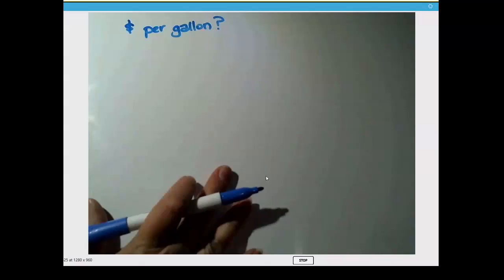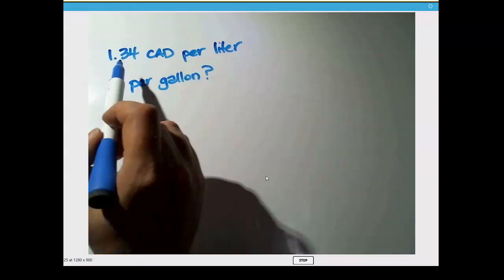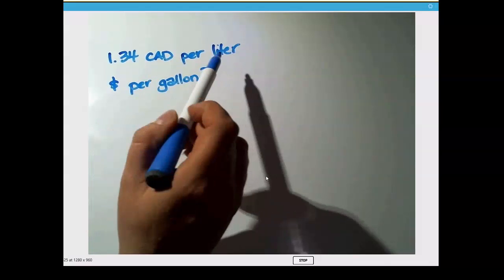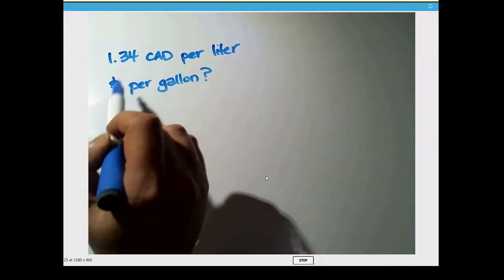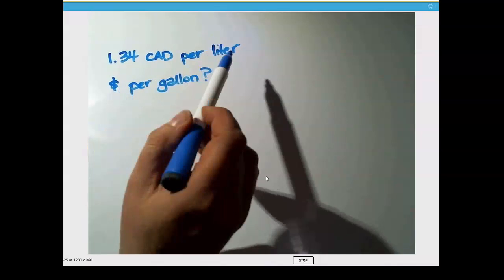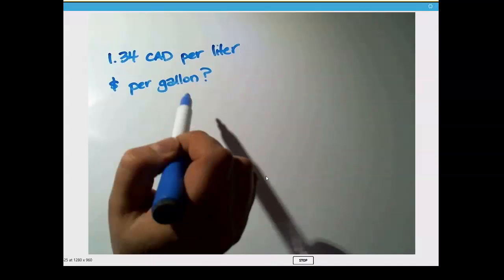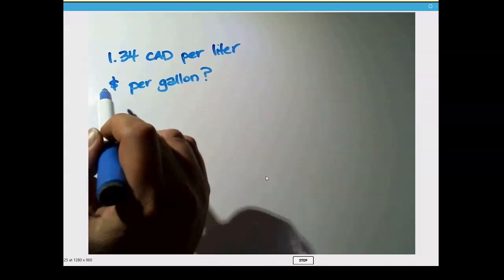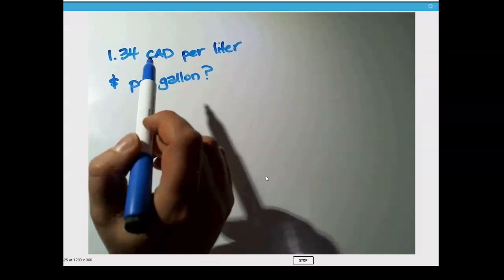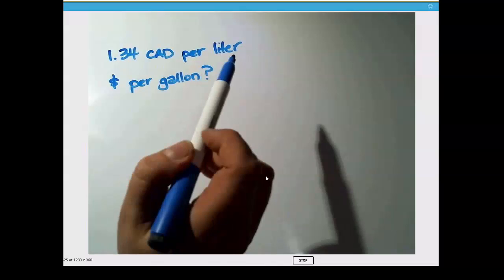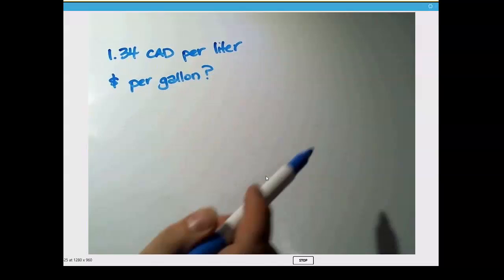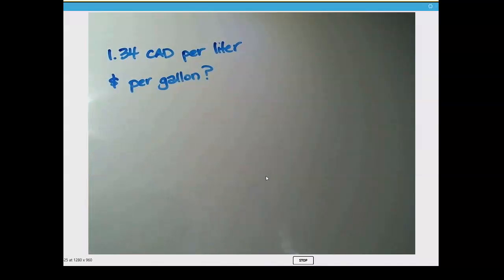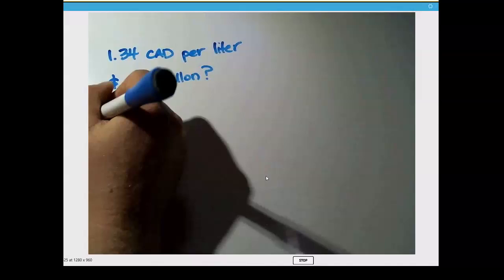So here's the issue. We're in Canada. They use Canadian dollars, but they also use the metric system. So we need to convert our money to US and our volume from metric to US so that we have a better understanding about how much this is really going to cost us. So we have to do two things. First, convert the money, then convert the size, and then we'll divide it at the end to make it dollars per gallon. Per means divide.